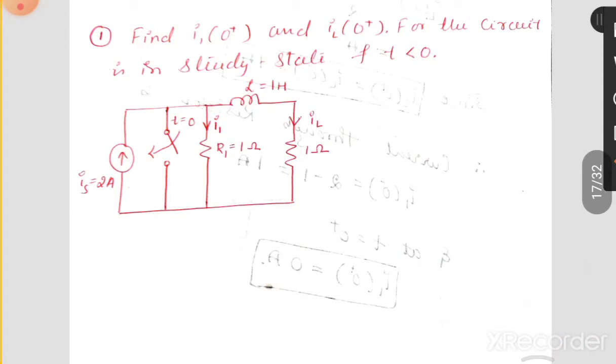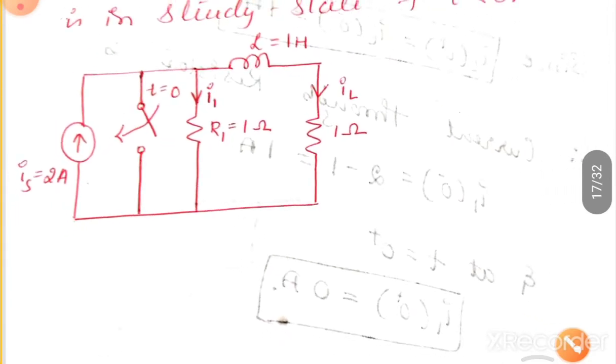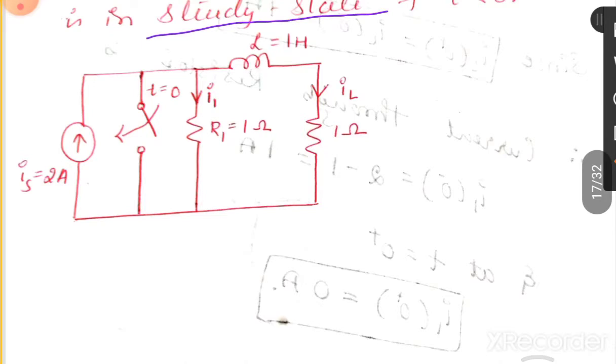In this circuit they have mentioned that the circuit is in a steady state, which means we have to take final conditions. They have said that the circuit has been under that condition for a longer time. Now let's see what the switching action is.